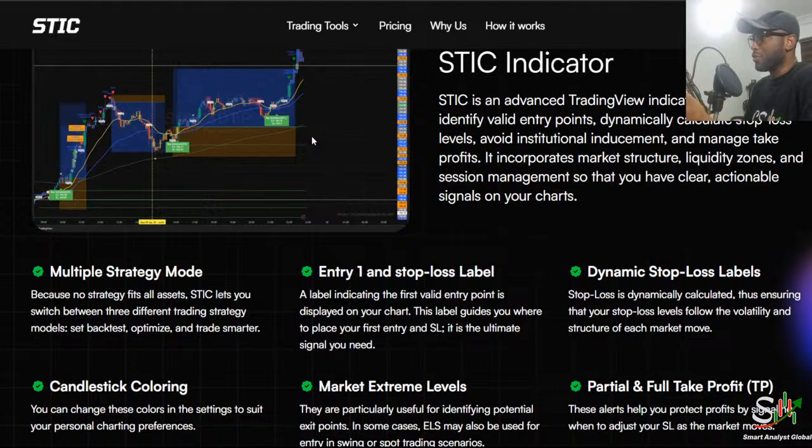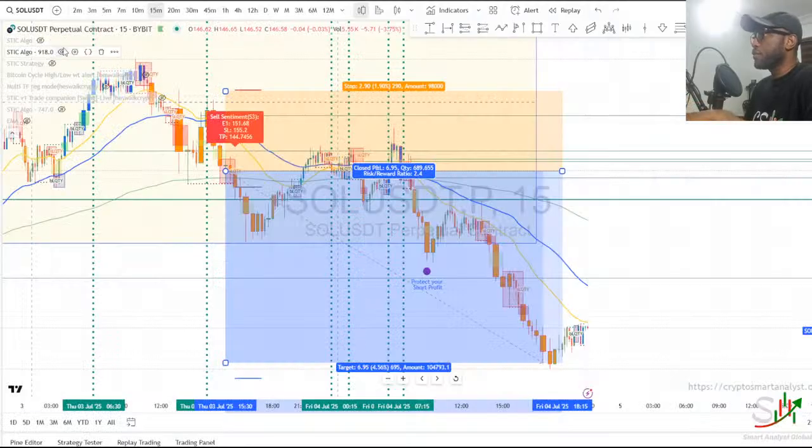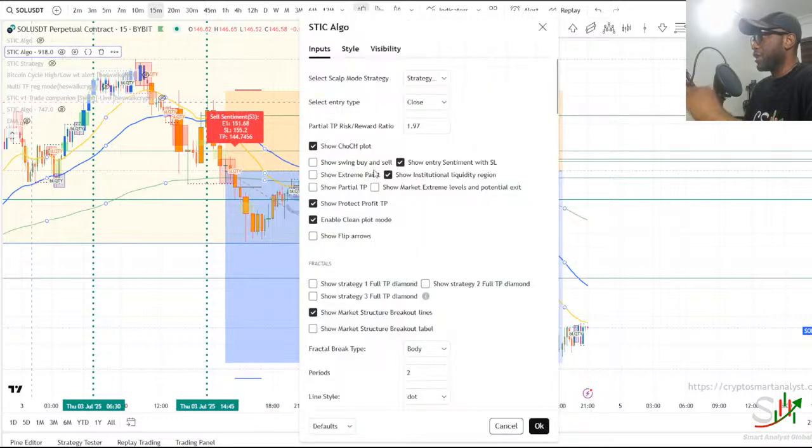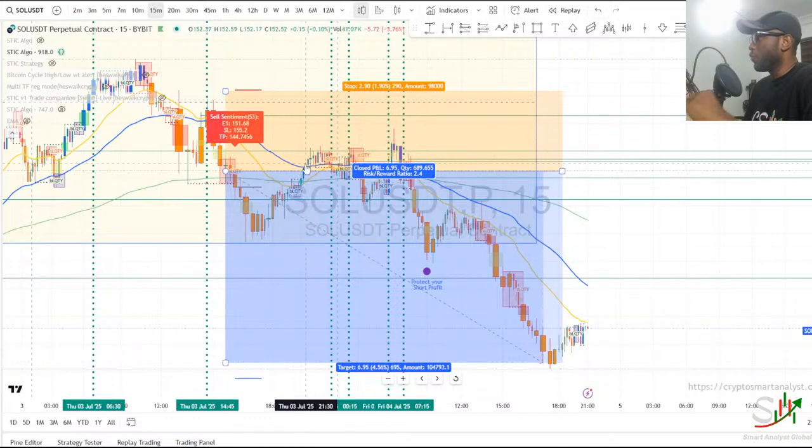But if you don't think it's something you want to use, just explore it and you can go back to your usual way. And if you're using STIC and you don't want the entry plot, like I said, you can go to the settings and disable the entry plot. You can also show the institutional liquidity region. Once you get that plotted on the chart, wait for your entry. The market will always come back to sweep the institutional liquidity, and once it comes back to sweep that liquidity, you can go from there.